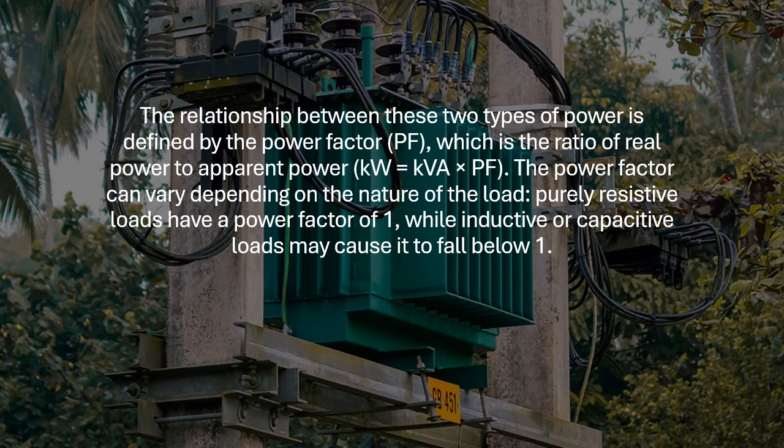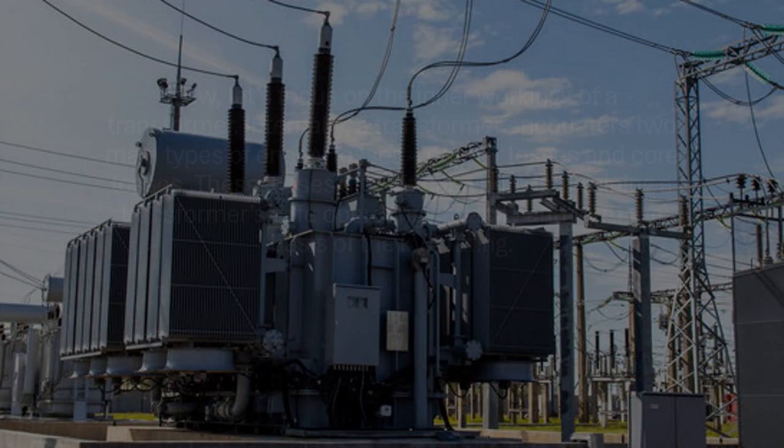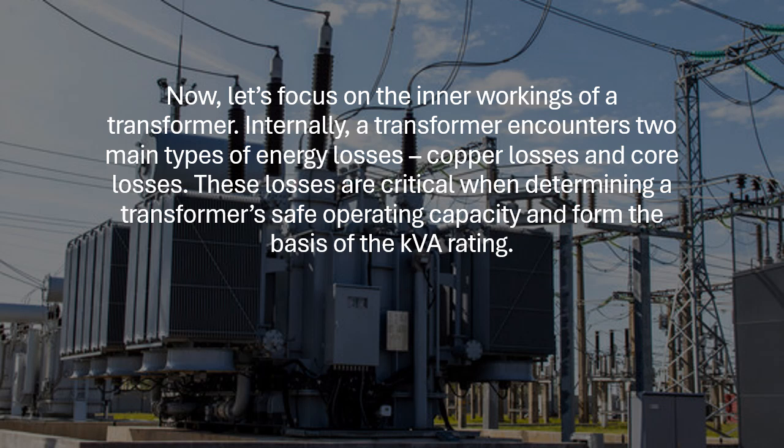The power factor can vary depending on the nature of the load. Purely resistive loads have a power factor of 1, while inductive or capacitive loads may cause it to fall below 1. Now, let's focus on the inner workings of a transformer. Internally, a transformer encounters two main types of energy losses: copper losses and core losses. These losses are critical when determining a transformer's safe operating capacity and form the basis of the kVA rating.